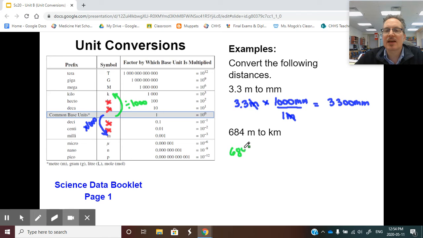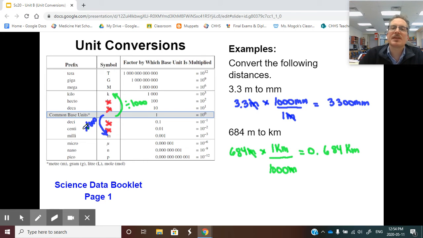Or let's think of it like this. The unit I want when I'm done goes on top. So I know there's 1,000 meters in a kilometer, so I put my kilometers on top. I then put the unit I want to get rid of on the bottom. So there's 1,000 meters in a kilometer. 0.684 kilometers. And when we're doing these unit conversion factors, it always works the same for distances.